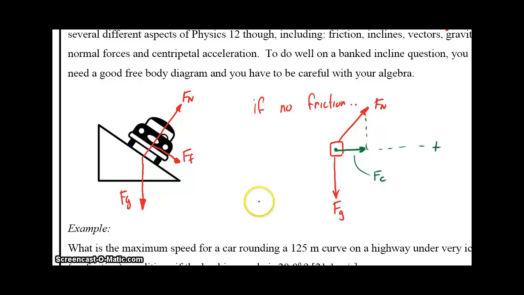Just to give you guys a better idea of what angle is what, I'm going to redraw a banked corner, and I'm going to exaggerate it, because when you exaggerate things, it becomes easier to see what the angle is. So let's suppose this angle is theta. That means this angle is also theta.